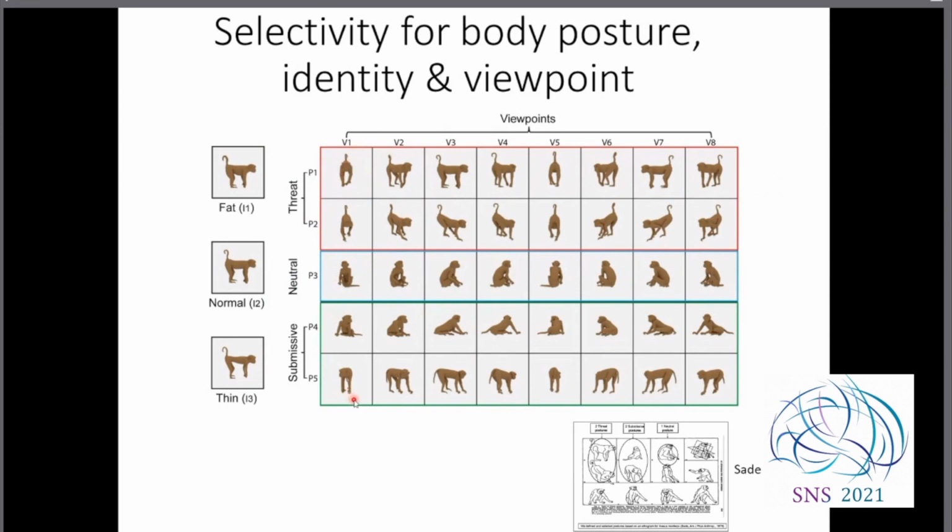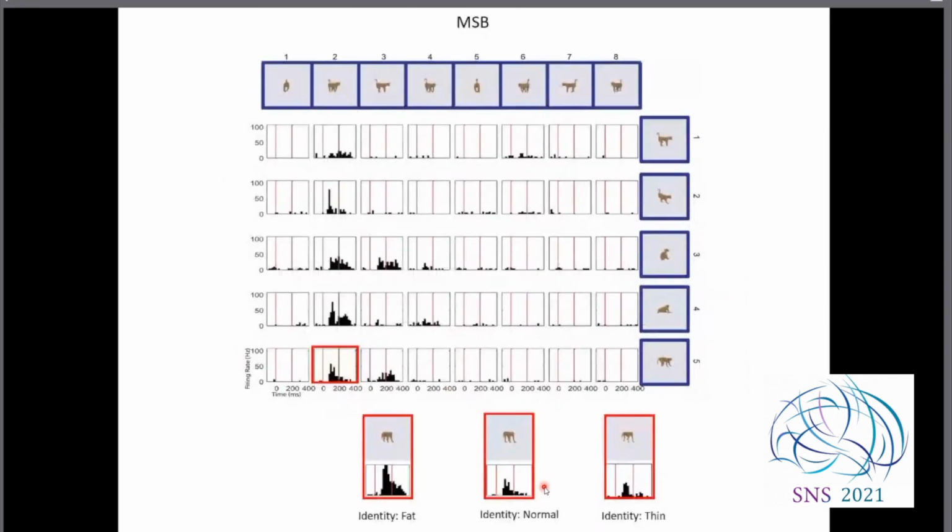And these were natural postures based on an ethogram that was made from ethological observations of monkey behavior by an ethologist many years ago. So these are really ethologically relevant postures that we used. So we presented these stimuli, so we have 120 stimuli, 8 viewpoints times 5 postures times 3 identities, to our cells. And this is a response of an MSB cell, so the mid-STS, the posterior face patch.